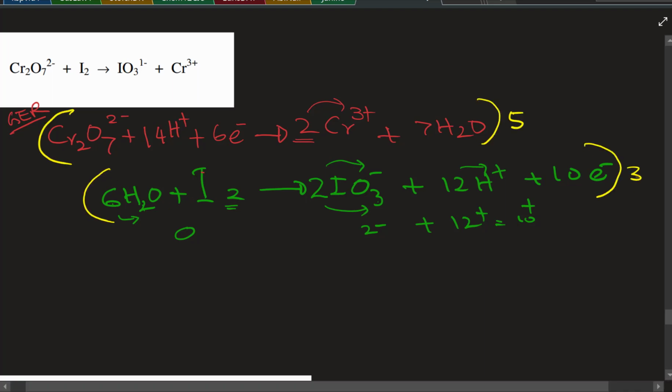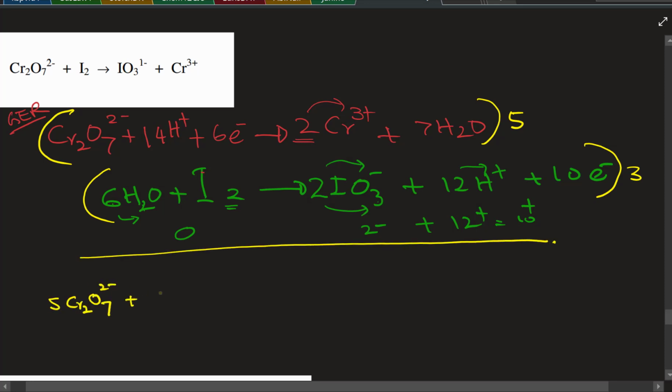Okay, now 10 electrons on the green one and you need 10 electrons on the red one. So that's the common electron exchange, right? Now you put together left to the left, right to the right.